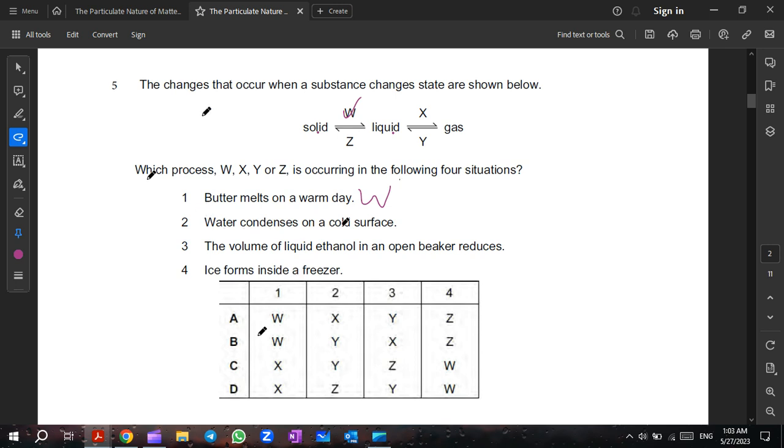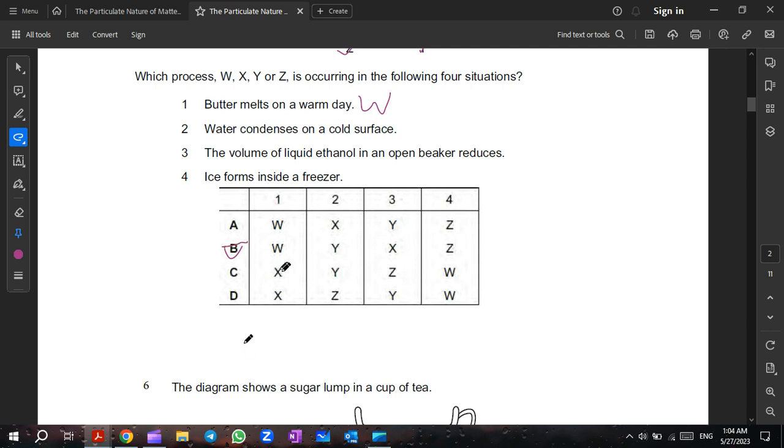Water condenses on a cold surface, so that is from a gas to a liquid, so that is Y. Okay, so we have an option like that, option B, W and Y. But then let's look at another one. The volume of liquid ethanol in an open beaker reduces. Okay, that will be X, yes. And then ice forms inside a freezer, that's freezing, liquid to a solid. That's Z, yes. So I think it's B.